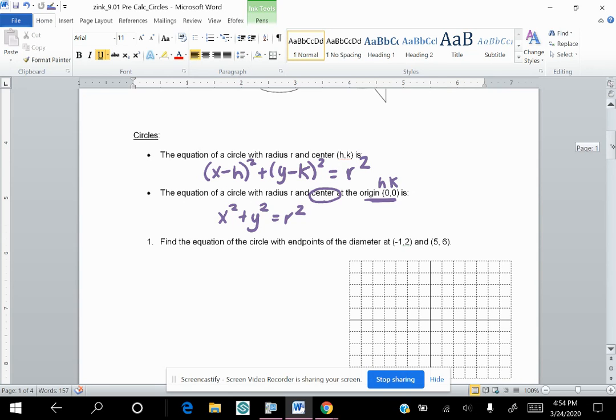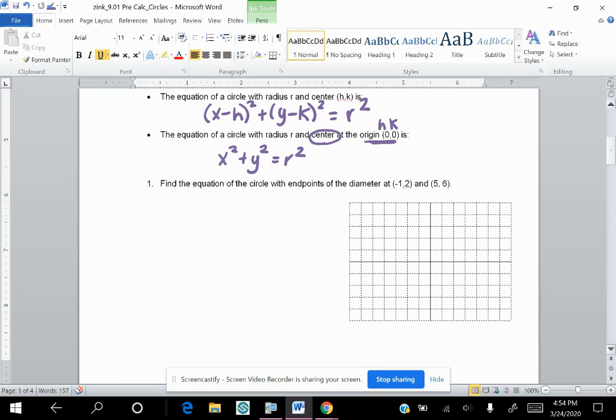Number 1, find the equation of a circle with the endpoints of the diameter at (-1, 2) and (5, 6). So in order to write the equation of a circle, we need two things. We need to know the radius and we need to know the center. So in order to do this problem, we need the center and the radius, which we don't have either of at this point. So we need to find those. What we're going to do is find the center first.